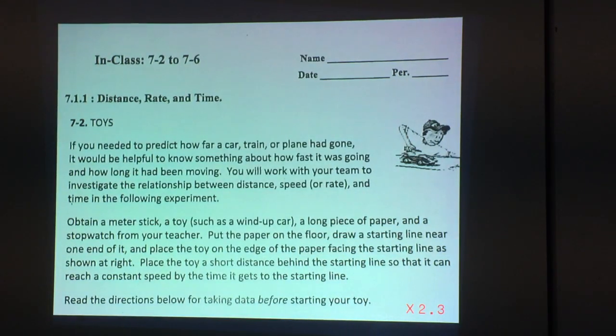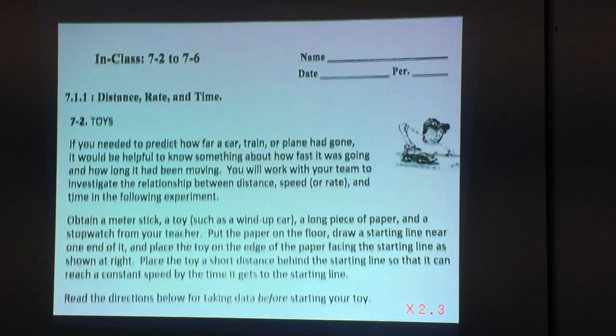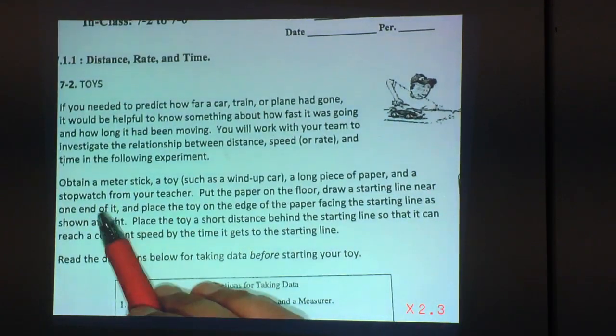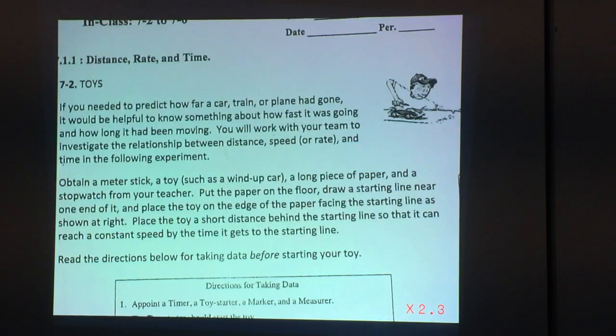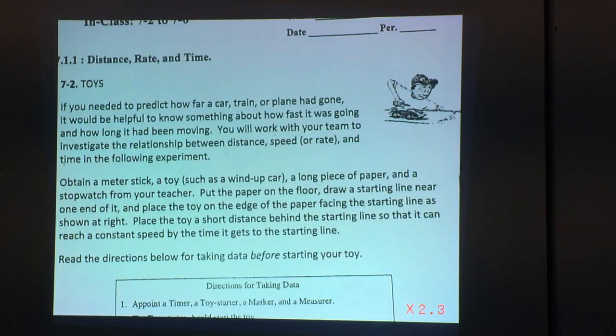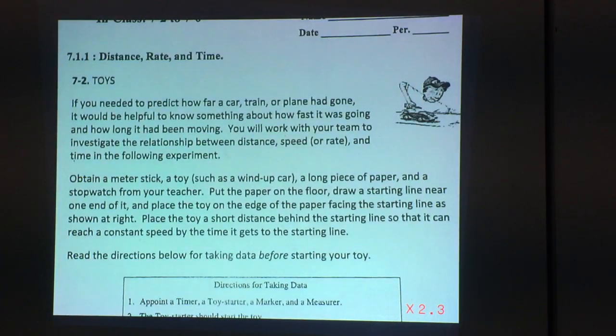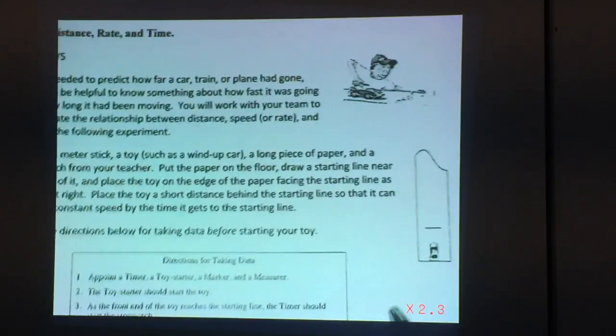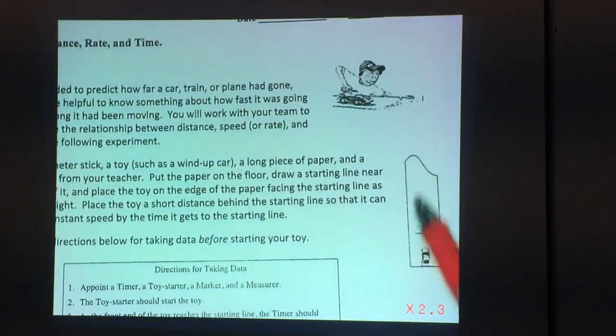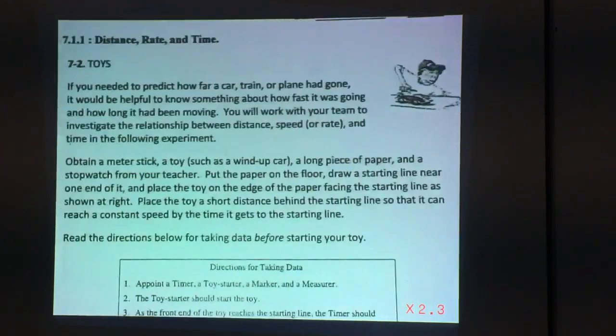So even though we're not going to do this experiment, we will read through it. Okay. So obtain a meter stick, a toy such as a wind-up car, a long piece of paper, and a stopwatch from your teacher. Again, we're just reading through this. Put the paper on the floor, draw a starting line near one end of it, and place the toy on the edge of the paper facing the starting line as shown at the right. So, you can't see it. So here's the toy, here's the starting line, and there's supposedly the strip of paper. Okay.